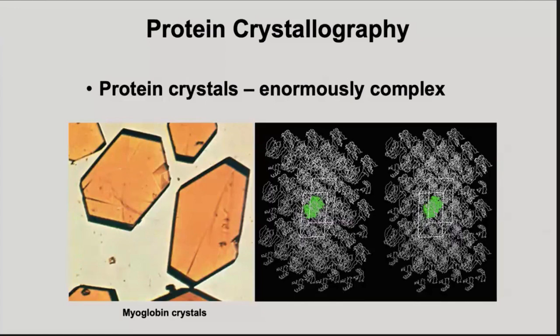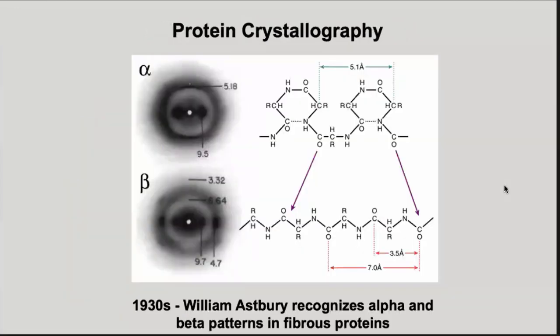Now, there were some earlier attempts to look at some protein structures going all the way back to the 1930s, although they were looking at much simpler proteins that had a relatively simple structure. But there was a guy in the 1930s named William Astbury, and he was working at the University of Leeds in the United Kingdom.